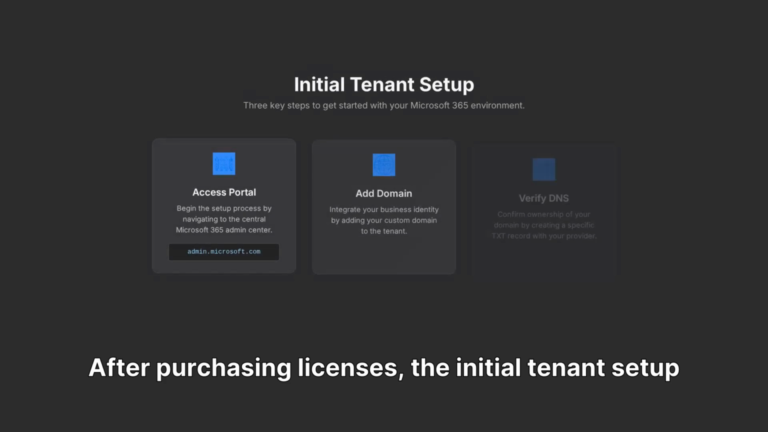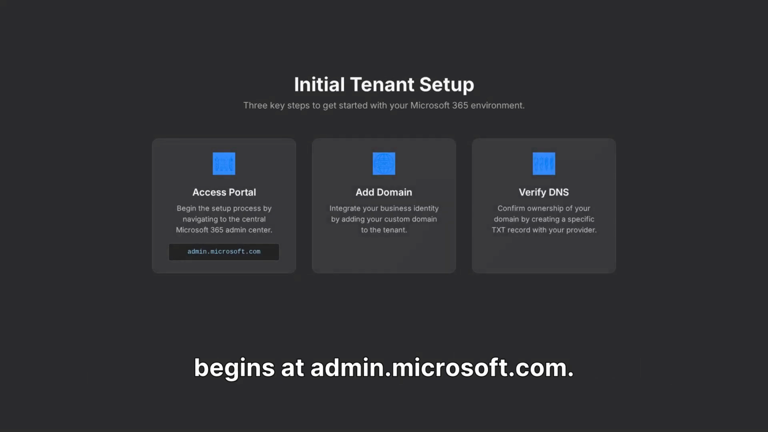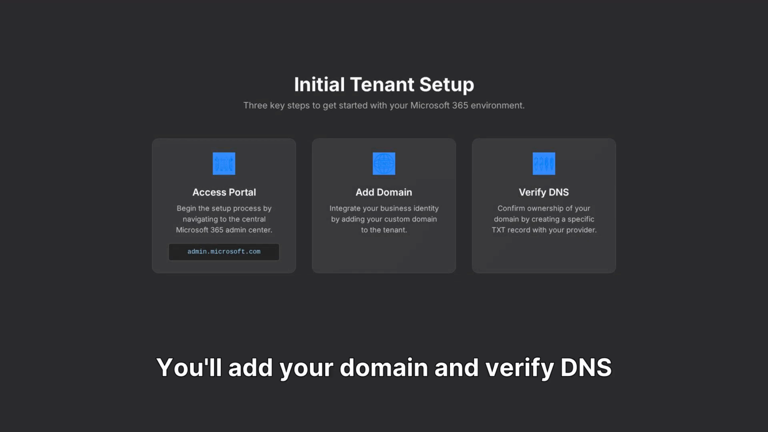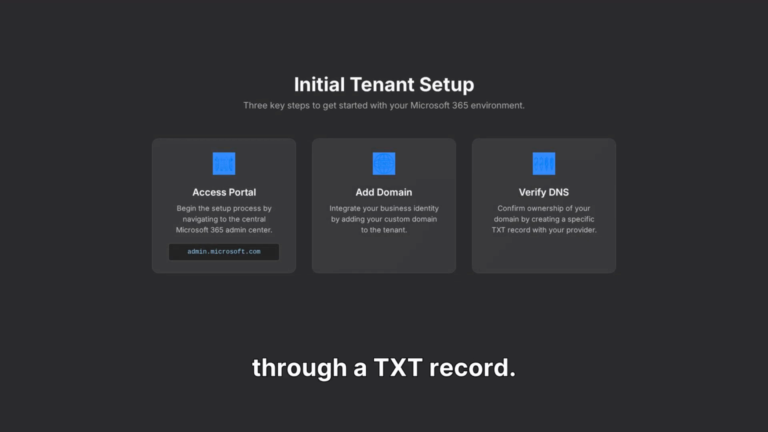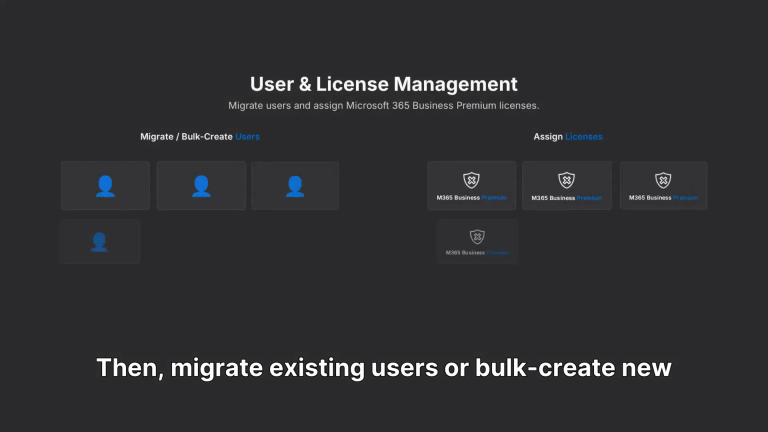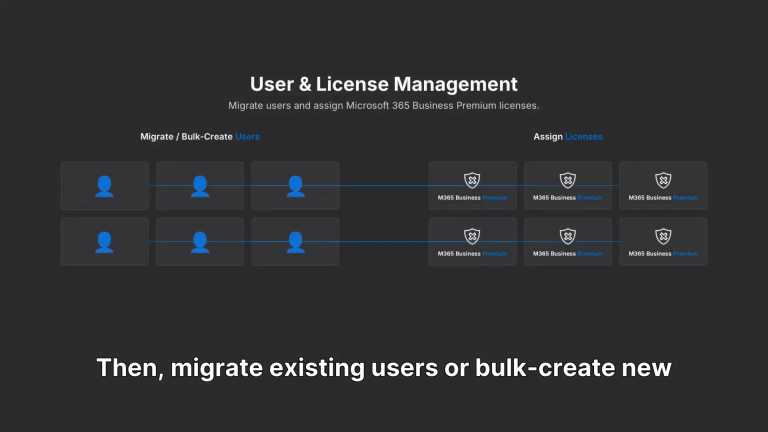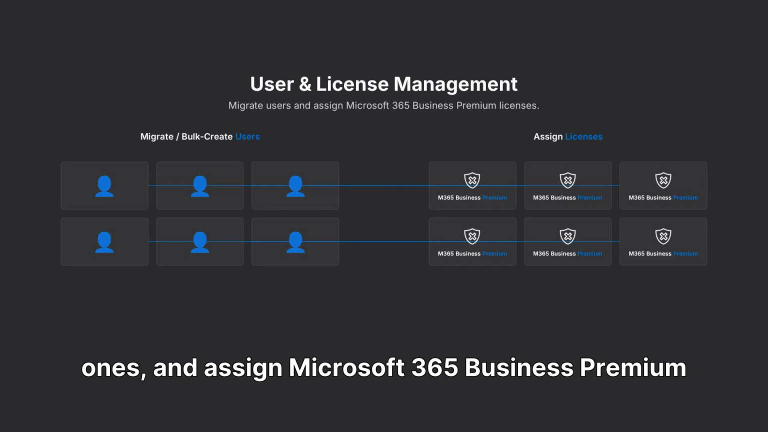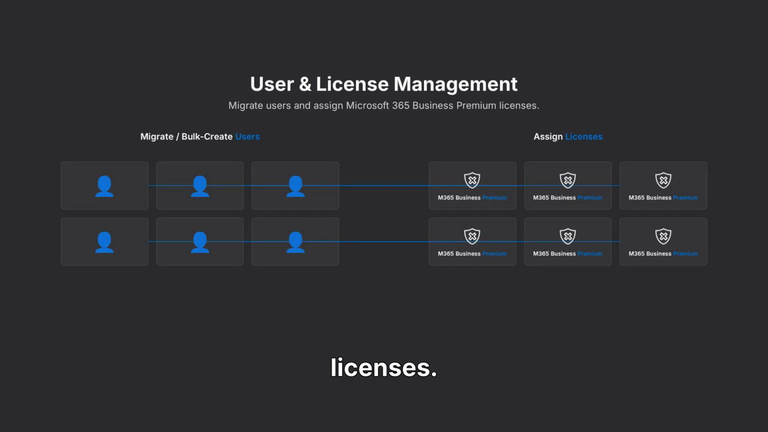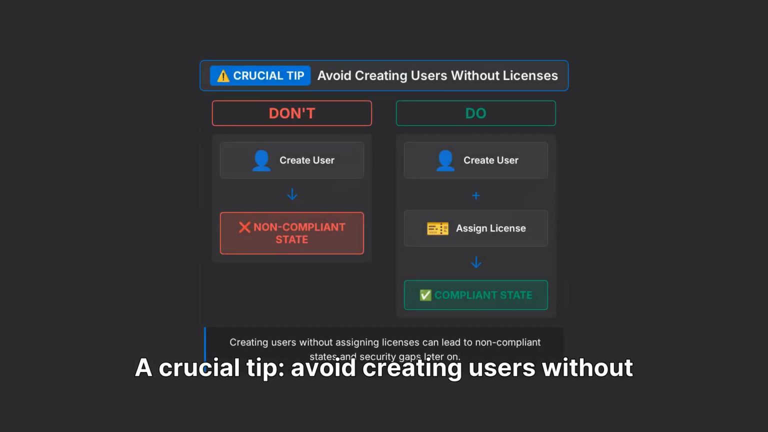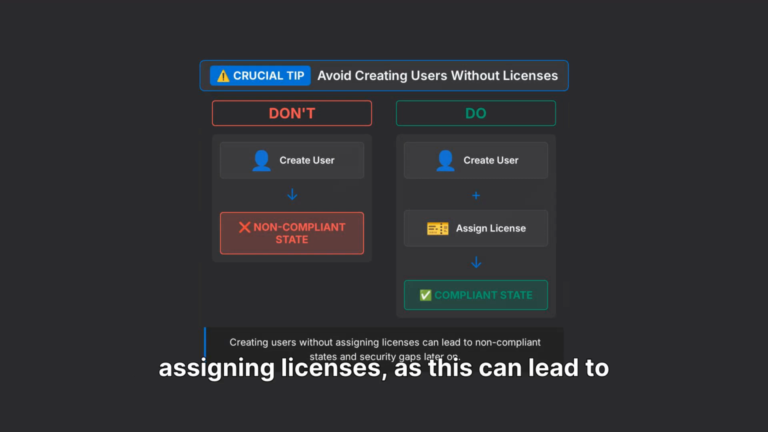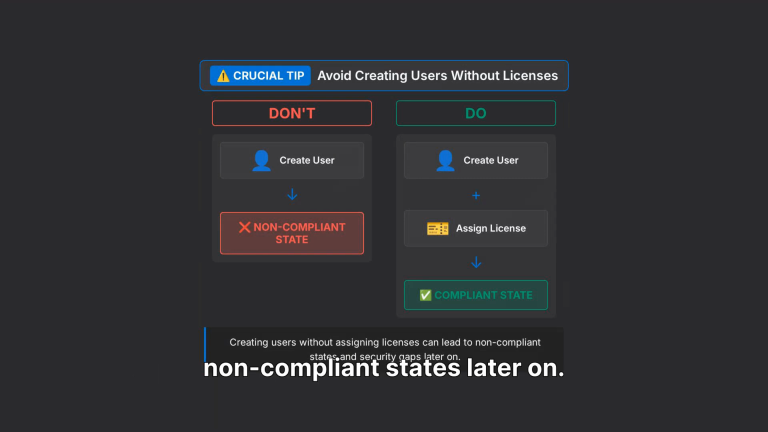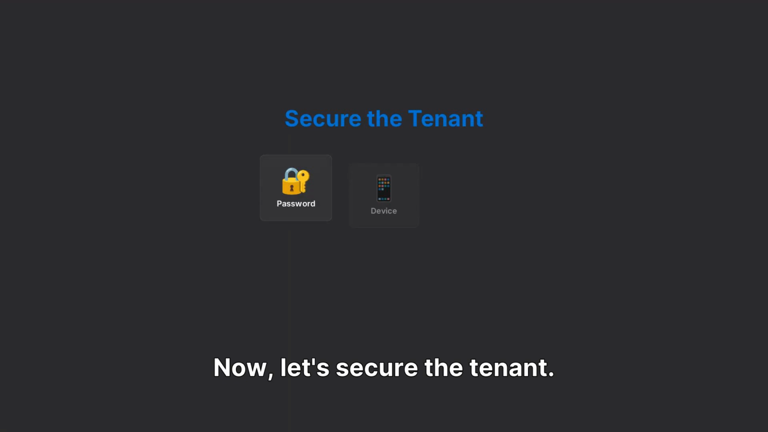After purchasing licenses, the initial tenant setup begins at admin.microsoft.com. You'll add your domain and verify DNS through a TXT record. Then, migrate existing users or bulk create new ones and assign Microsoft 365 Business Premium licenses. A crucial tip, avoid creating users without assigning licenses, as this can lead to non-compliant states later on. Now let's secure the tenant.